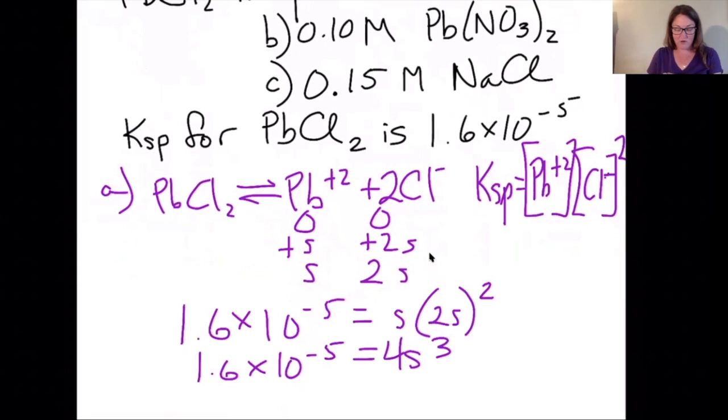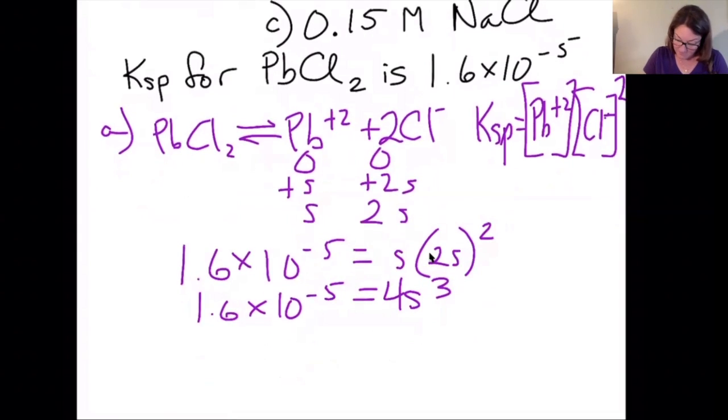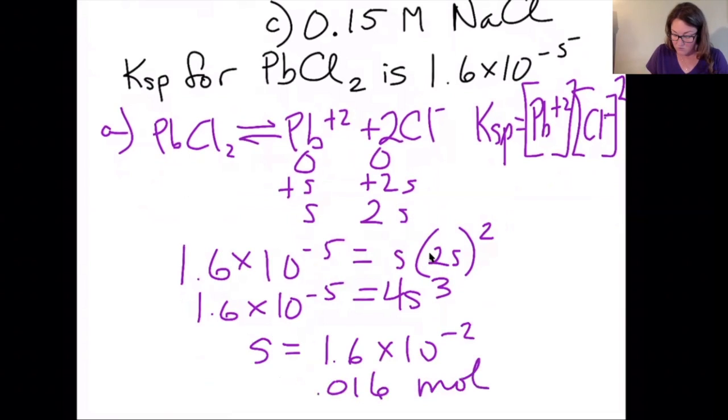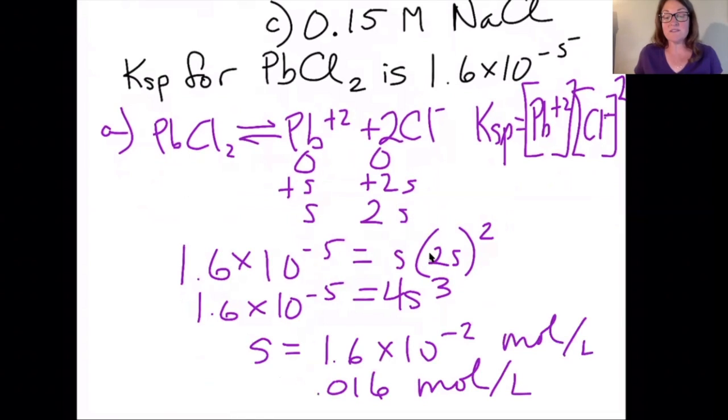So I'm going to take 1.6 times 10 to the negative fifth, divide by 4, and now I'm going to cube root my answer or raise it to the 1/3 power. And I get the molar solubility to be 1.6 times 10 to the negative 2, or 0.016 moles per liter. That tells me 0.016 moles of lead chloride can dissolve in every liter of pure water that's present.